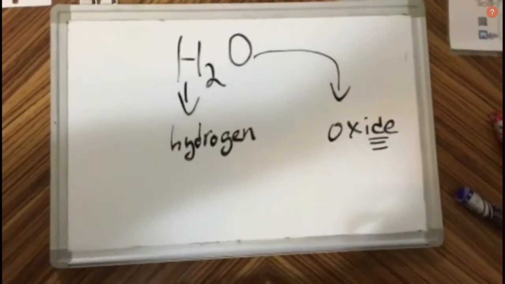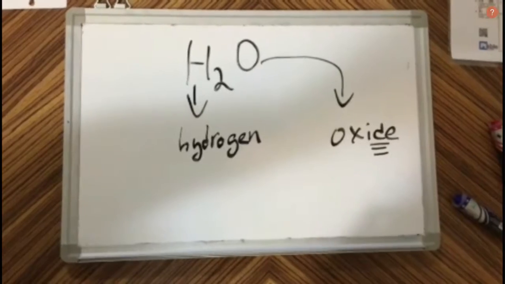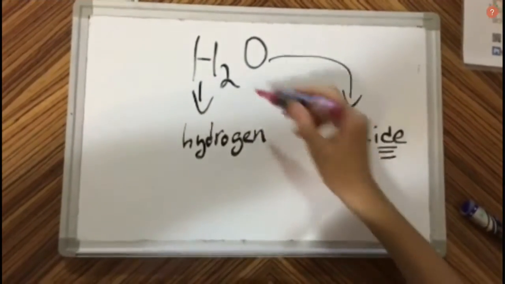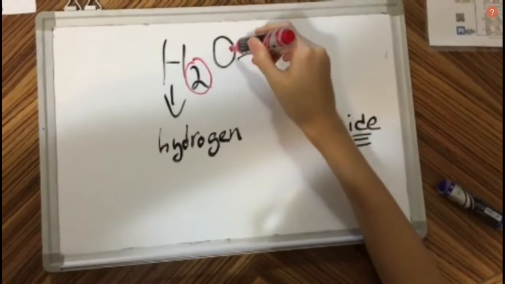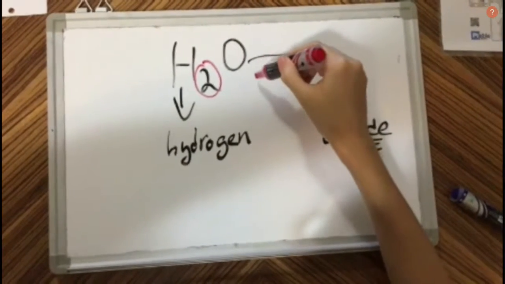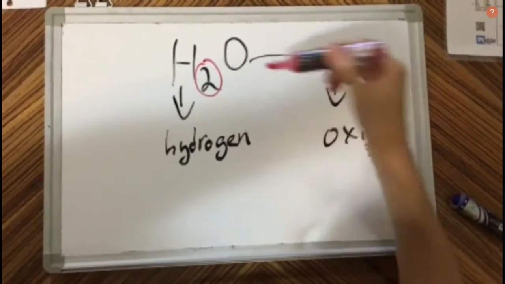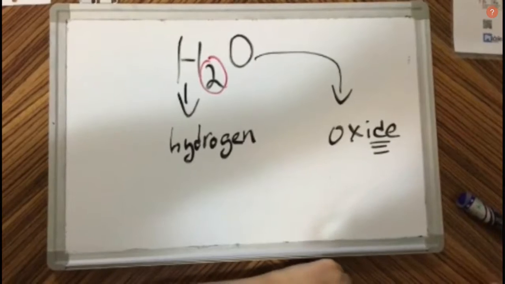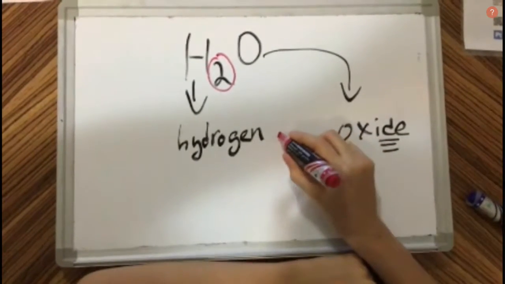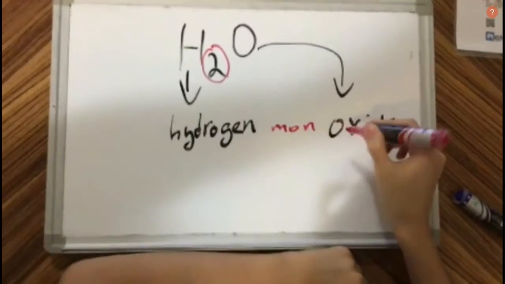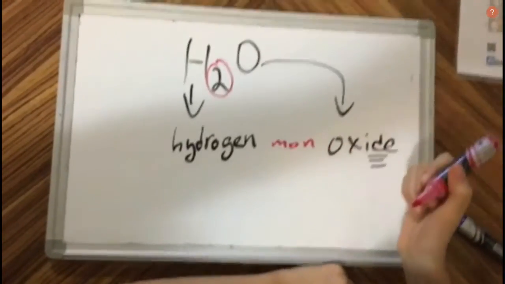So now we look at our prefix table. How many of each element is present? Hydrogen has 2, while oxygen has only 1, since when there's no number, it means there's 1. So from the table, we know 1 means mono, so here's mono. And of course we keep the O, because it's one of the rules.